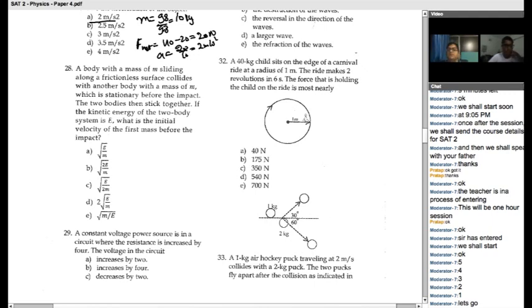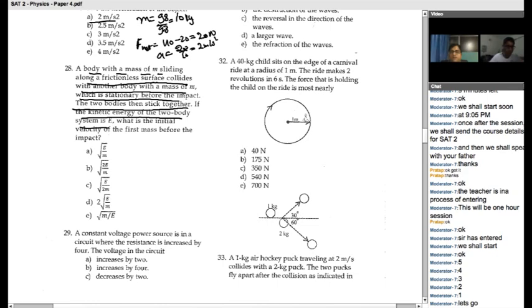Basically they are asking what is the initial velocity of the first mass before the impact. A body with a mass of small m sliding along a frictionless surface collides with another body with a mass of m, which is stationary before the impact. The two bodies then stick together. If the kinetic energy of the two bodies of the system is E, what is the initial velocity of the first mass? So this is sliding along a frictionless surface and collides.